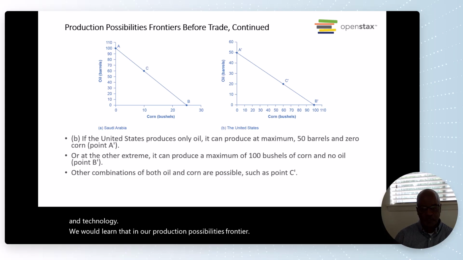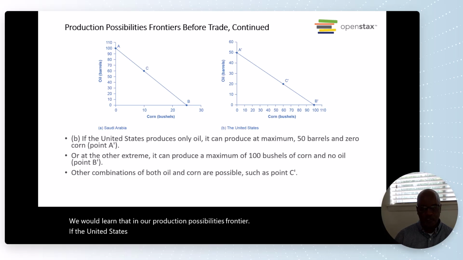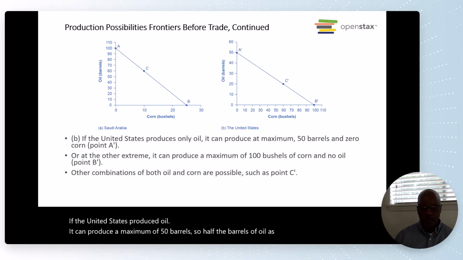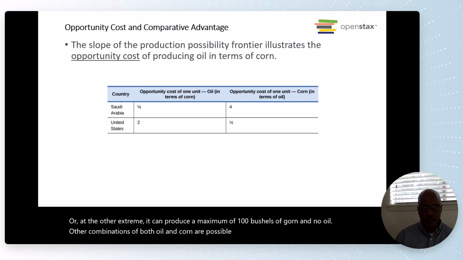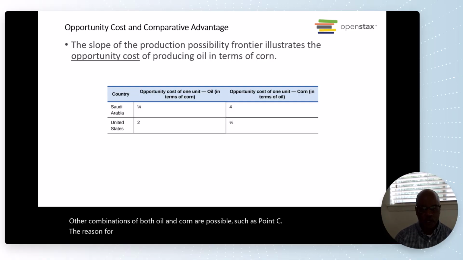If the United States produced oil, it can produce a maximum of 50 barrels, so half the barrels of oil as the Saudis, and zero corn. Or at the other extreme, it can produce a maximum of 100 bushels of corn and no oil. Other combinations of both oil and corn are possible, such as point C. The reason for this is just illustrating the use of trade.